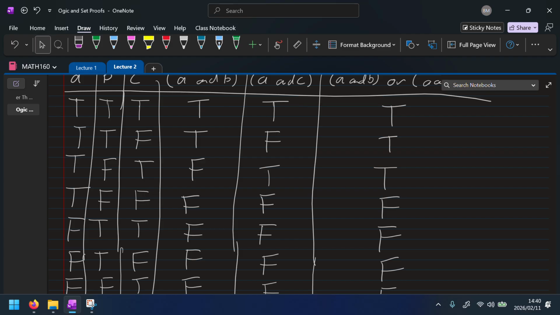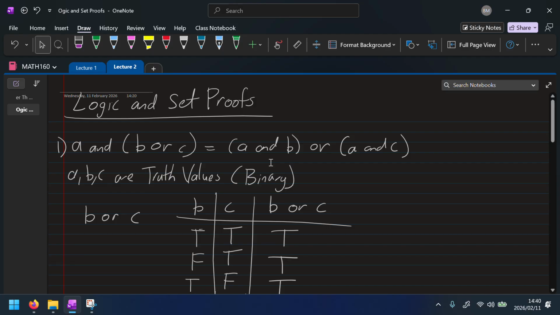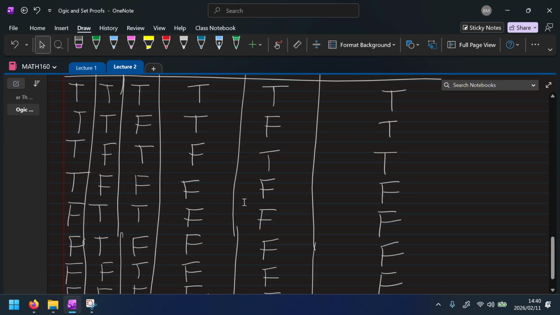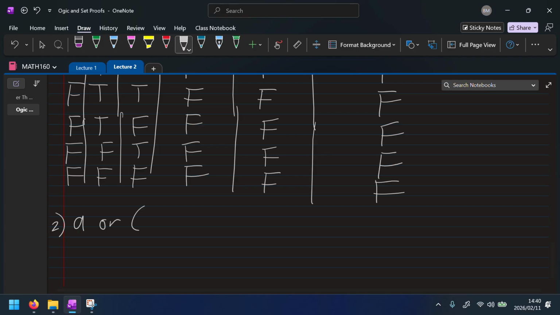Okay, any questions about truth tables? All good. So this is proof number 1. Okay, so this one. Number 2, that will be for homework. Okay, so number 2 will be A or B and C. We want to show that this is equal to A or B and A or C.